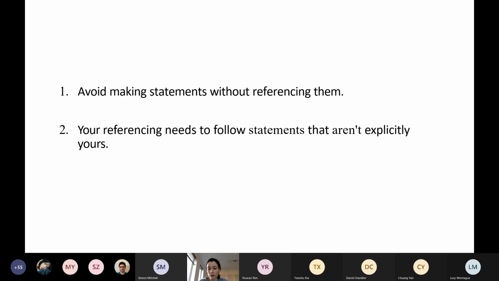Avoid making statements without referencing them. Larger statements need a reference. We need to know that they're legitimate, that there's some legitimacy to what you're saying.